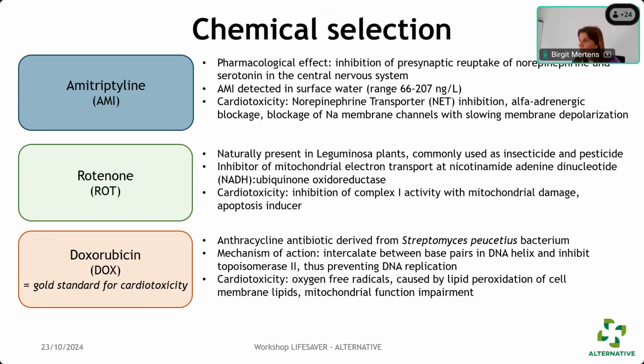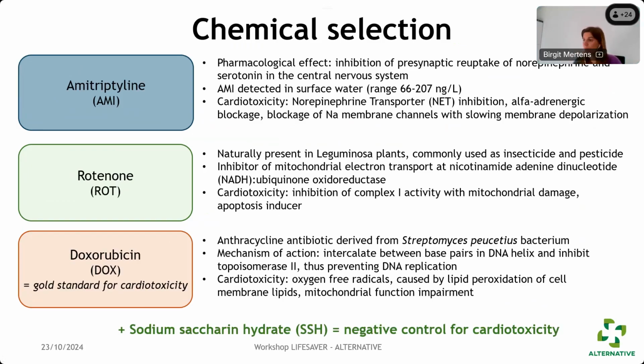And then as a third compound, we included rotenone. Rotenone is naturally present in certain plants, but it's also commonly used as an insecticide and pesticide. And it's also known to lead to cardiotoxicity by interference with the mitochondria. So that's why in the end, we ended up with a selection of these three compounds. And importantly, we also included a negative control for cardiotoxicity, which was sodium saccharin.